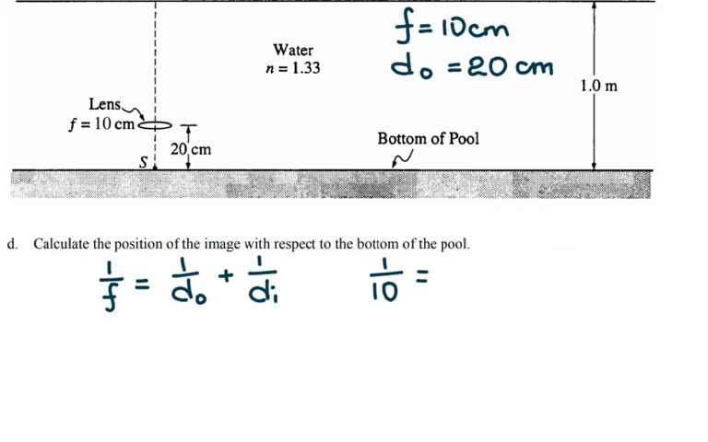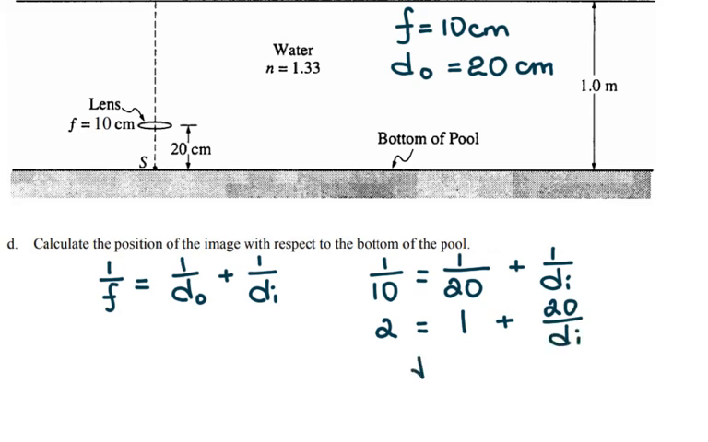I can leave it in centimeters because my answer is going to come out in centimeters as well. I don't have to convert into meters. And the distance to the object is 20 centimeters, and then plus 1 over di. I'm going to times each fraction by 20 to get rid of the denominator. So if I times the first one by 20, I get a 2. The second by 20, I get a 1. And the third one by 20, I get 20 over di.